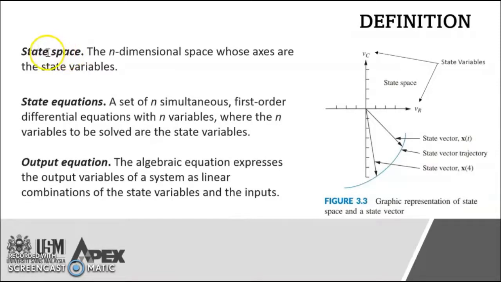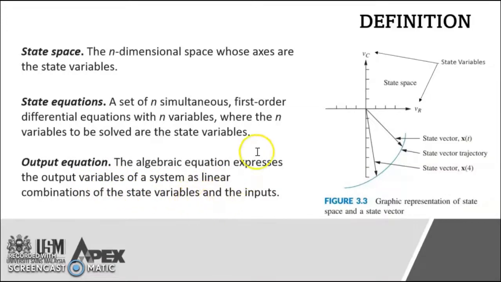Okay, more definitions. A state space is the n-dimensional space whose axes are the state variables. And then there's also state equations, which is a set of n simultaneous first order differential equations with n variables, where the n variables to be solved are the state variables. And then there's also the output equation, which is the algebraic equation that expresses the output variables of a system as linear combinations of the state variables and the inputs.